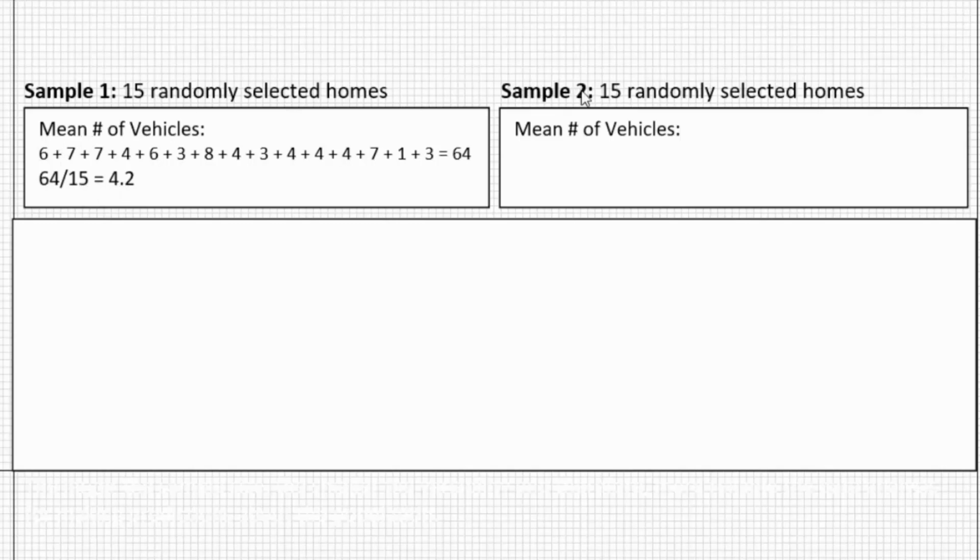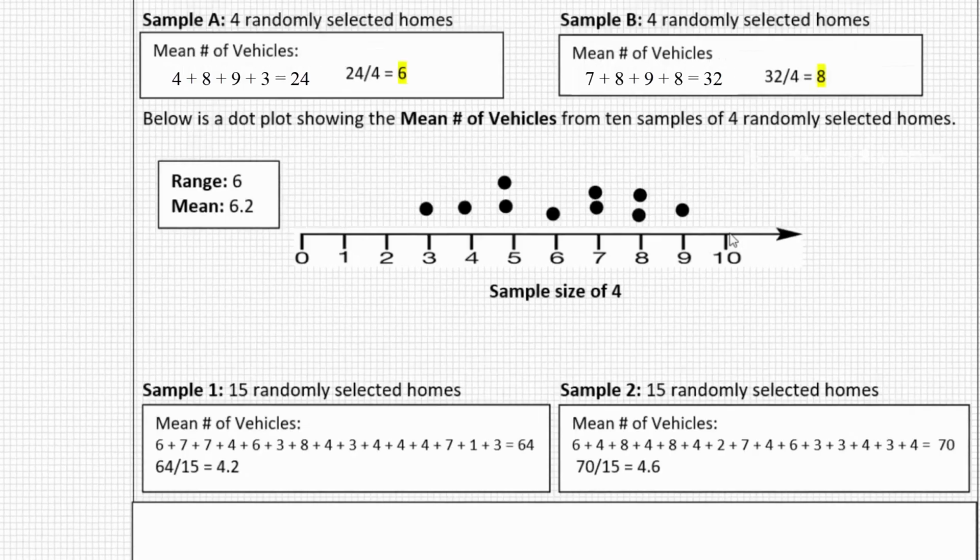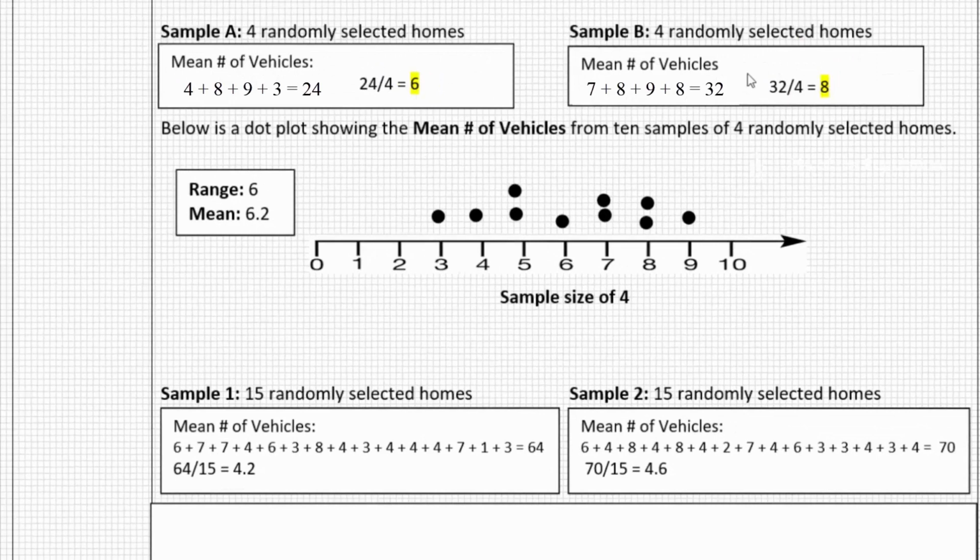So I repeated that with a second sample of 15 randomly selected homes. Here are those 15 data points from that data set above. I added them all up together, got a total of 70. Once again, since we're calculating the mean or the average, I divided that by 15 for an average of 4.6 as the average number of vehicles per home in my neighborhood. So just looking at these two samples, what do you notice is different from when I've done it with 15 randomly selected homes compared to when I did this with only 4 randomly selected homes?